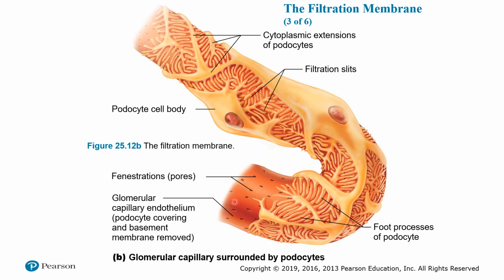This is again the same, but enlarged. This is the capillary epithelium. We can see it is fenestrated, and they have removed the basement membrane, so we can see the fenestrations in the capillary epithelium. And then these are the podocytes. These are their cytoplasmic extensions, and these are the foot processes of the podocytes. There are slits between the foot processes of the podocytes. These fenestrations and these slits make the filtration membrane very permeable and porous.